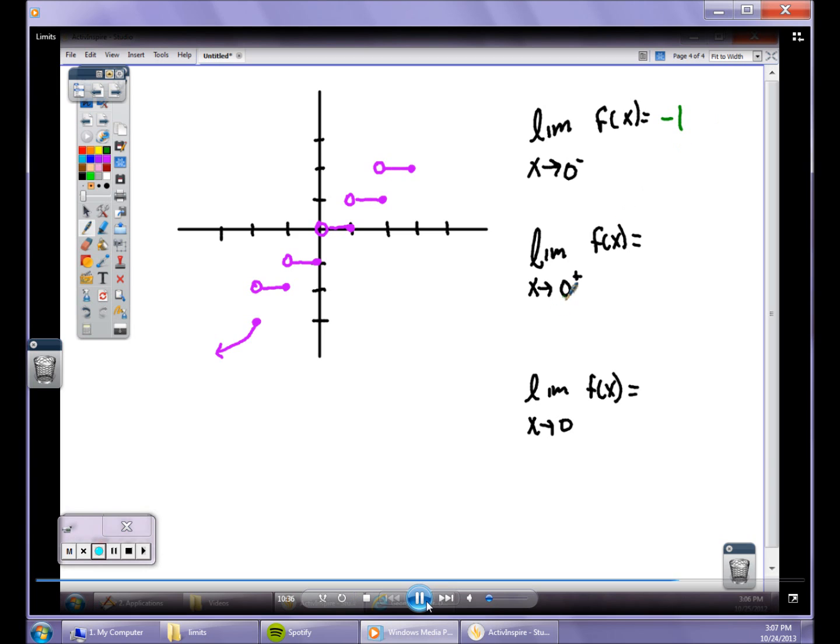The limit as x approaches 0 from the right is on a different horizontal segment from the right, working my way towards the left. The function is approaching the value of 0. So the left-hand limit and the right-hand limit are different. I can say the limit as x approaches 0 does not exist.